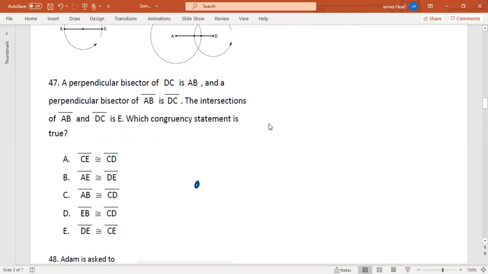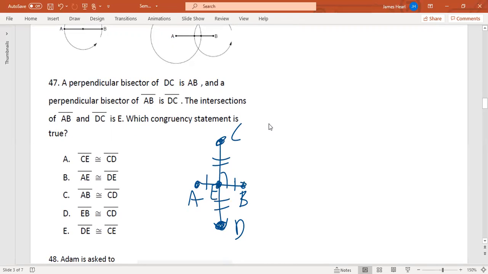So here we'll take A and B, and here we'll take C and D. We put endpoints on it since it was a segment. So C and D. And you're told they're perpendicular bisectors of each other. So A to B has to be split in half, and C to D has to be split in half. And you're told that their intersection was point E in the middle.